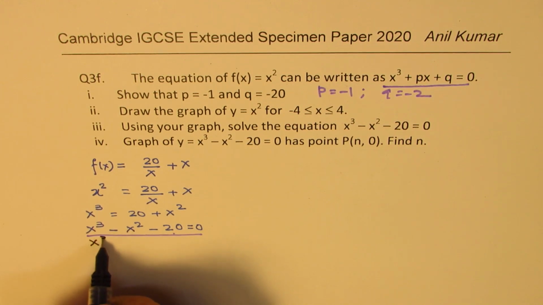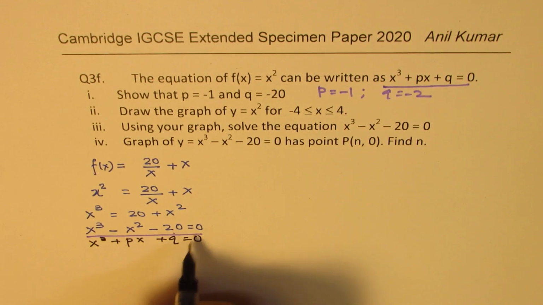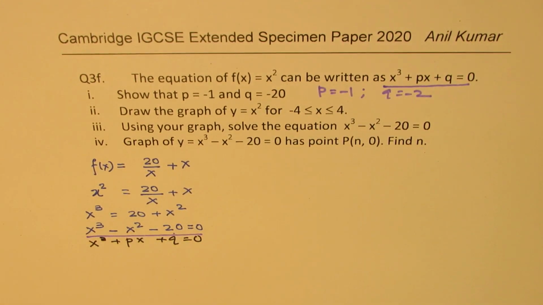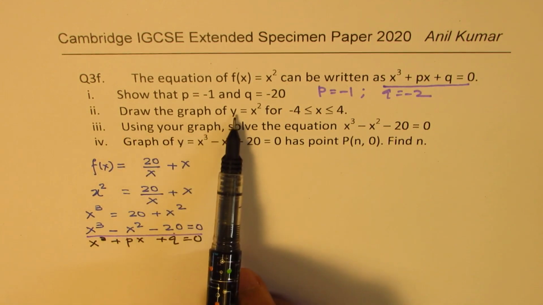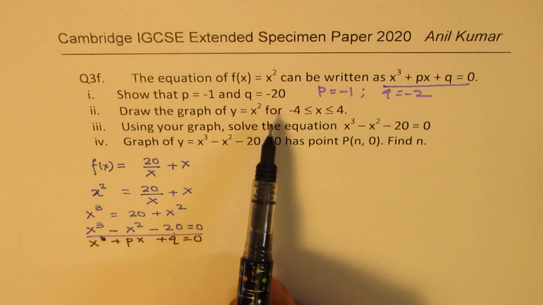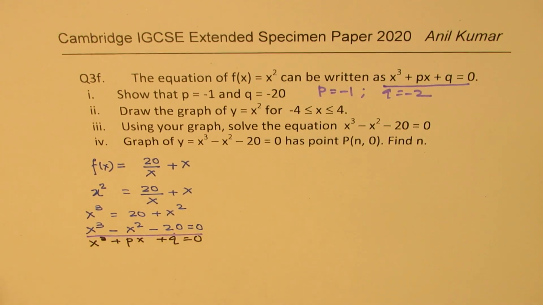So we have x cubed plus px plus q equals 0. So that gives you these values. Perfect. Part 2 is draw the graph of y equals x squared for x between -4 and +4.